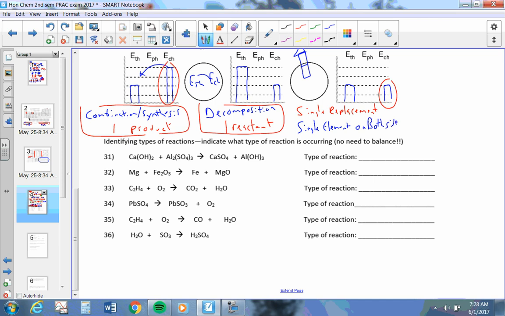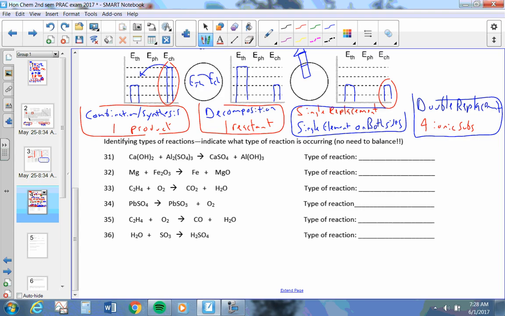And when I talk about double replacement, I usually say double complicated, double complicated. It's 4 ionic substances. It's all double complicated. 4 ionic substances, 2 on the left, 2 on the right. They just switch places, switch dance partners. Look at that first one. Very double complicated. 1, 2, 3, 4 ionic substances.